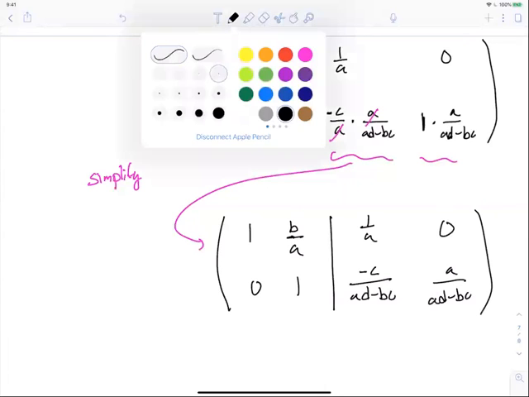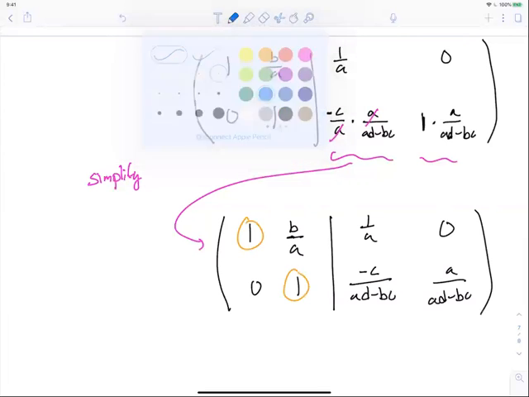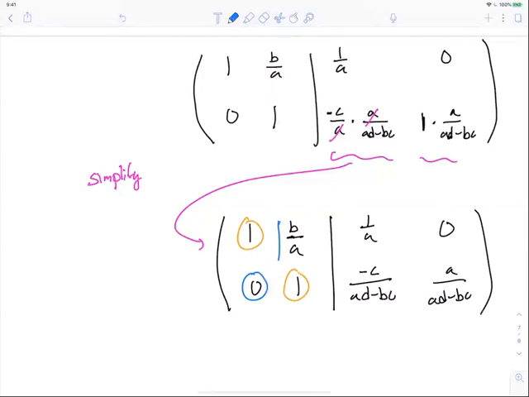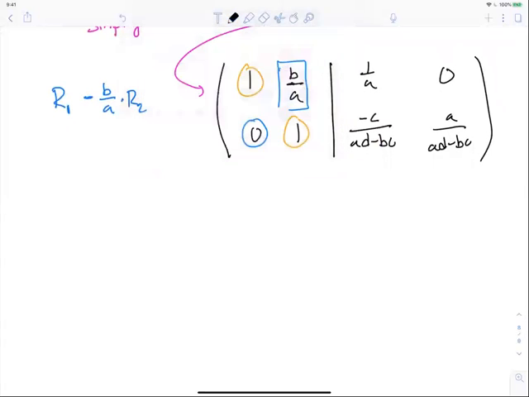And we're almost there. We have those 2 1s where we want them. We have that 1 where we want it. And now the only thing left to do is to solve for that and zero out that entry, the B over A. So to do that, we're going to take row 1. We're going to subtract B over A times row 2. Right, so we chose the B over A specifically to zero that one out. So that's going to be a 0.